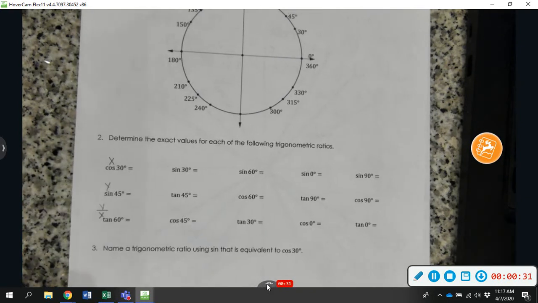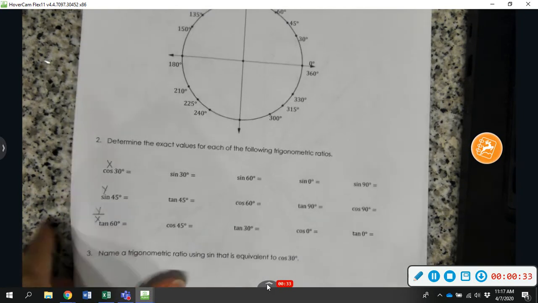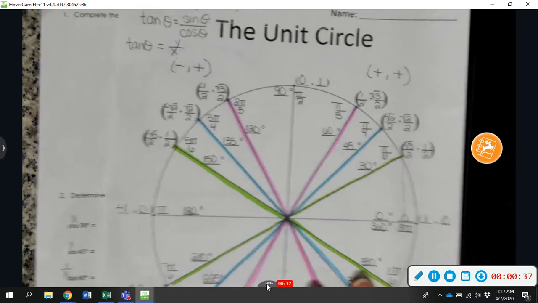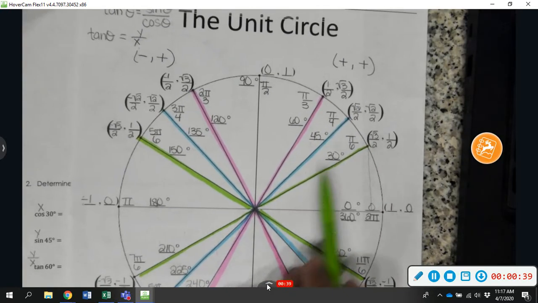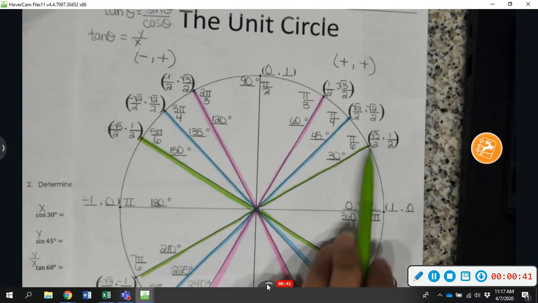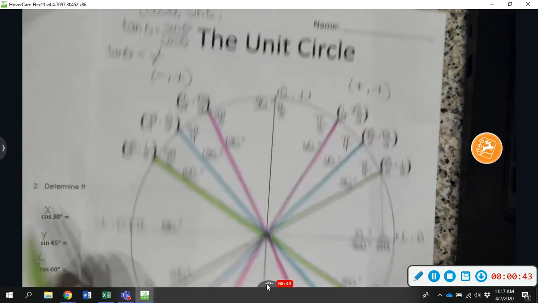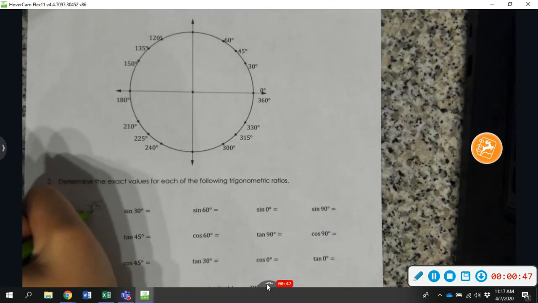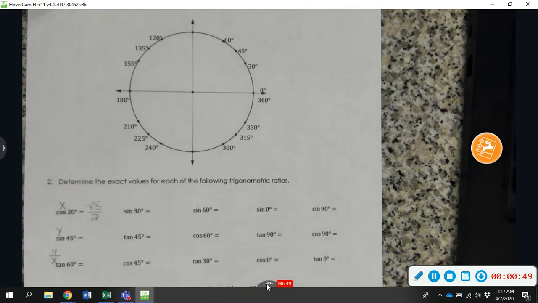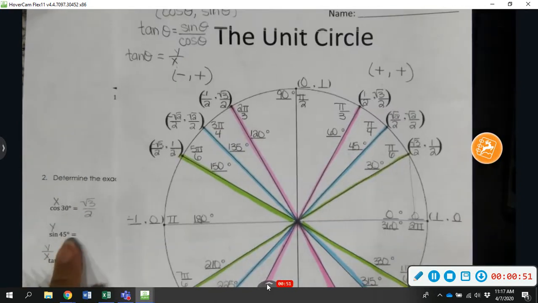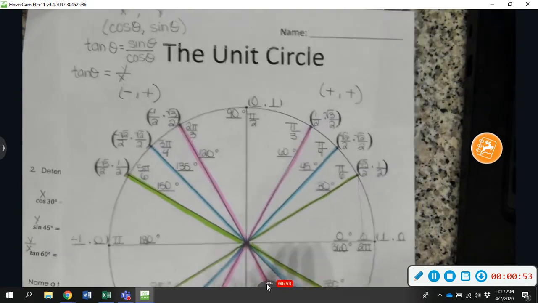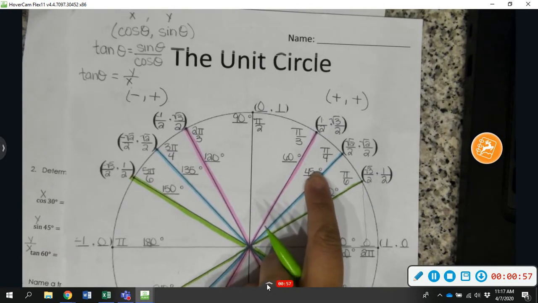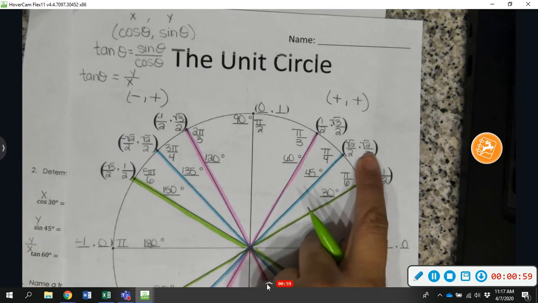Okay, y over x. So, cosine of 30, what you do is you get your unit circle, you find 30 degrees, and you look at the x value, rad 3 over 2. So your answer of cosine of 30 is just rad 3 over 2. Okay, if we wanted to do sine of 45 degrees, you find 45 degrees. Sine is the y value, rad 2 over 2.